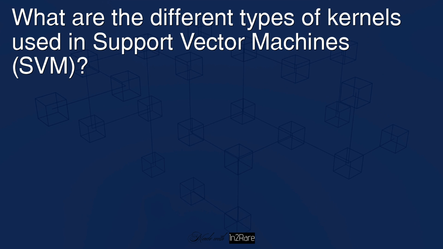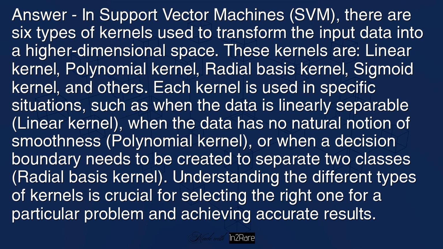What are the different types of kernels used in support vector machines, SVM? Answer: in support vector machines, SVM, there are several types of kernels used to transform the input data into a higher dimensional space. These kernels are linear kernel, polynomial kernel, radial basis kernel, sigmoid kernel, and others.